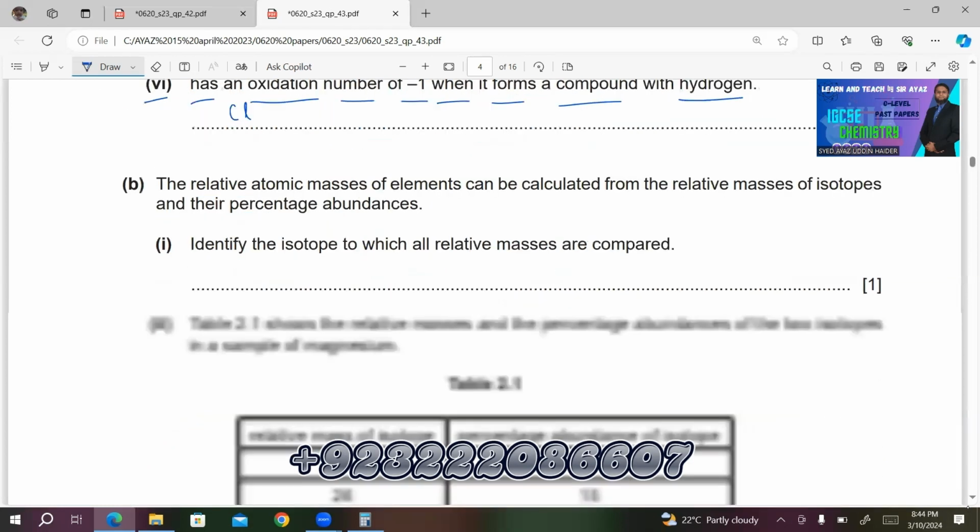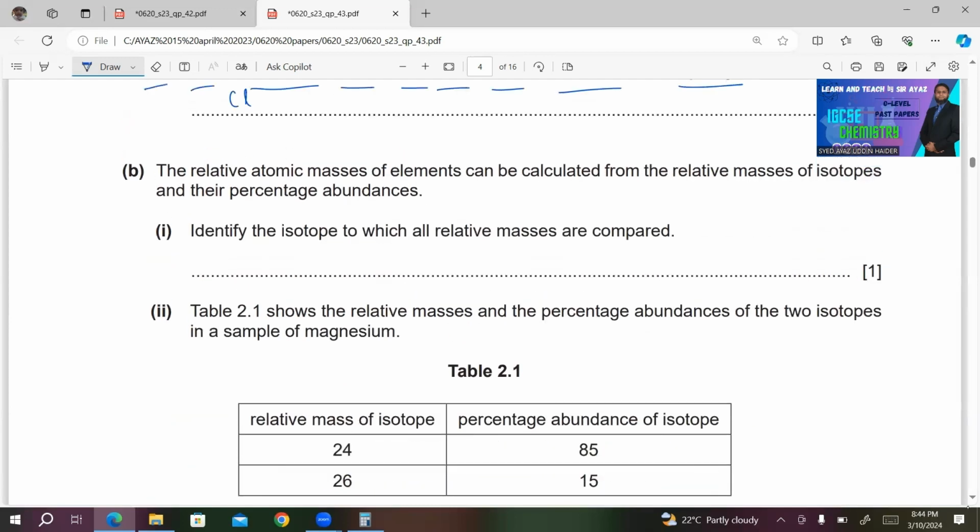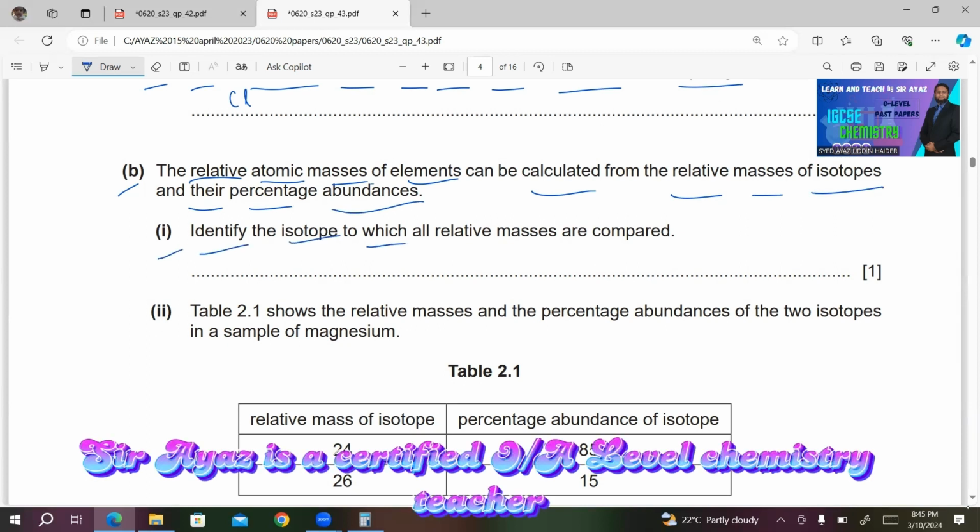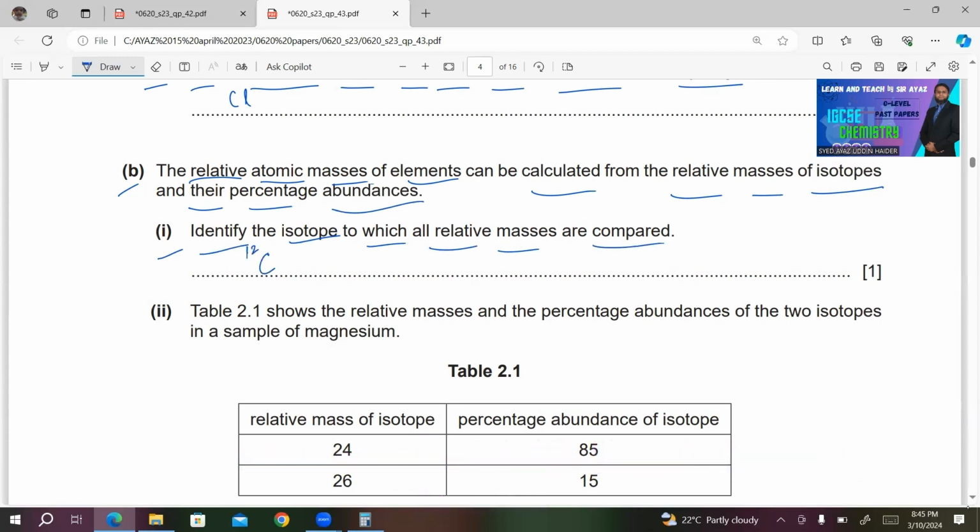Moving to next part, B. The relative atomic masses of elements can be calculated from the relative masses of isotopes and their percentage abundances. Number 1, identify the isotope to which all relative masses are compared. It's carbon 12. So you'll write carbon 12.